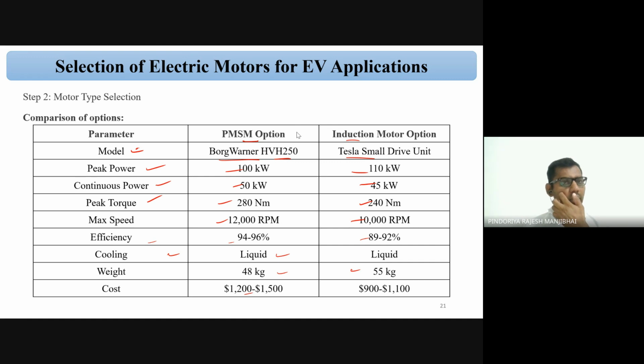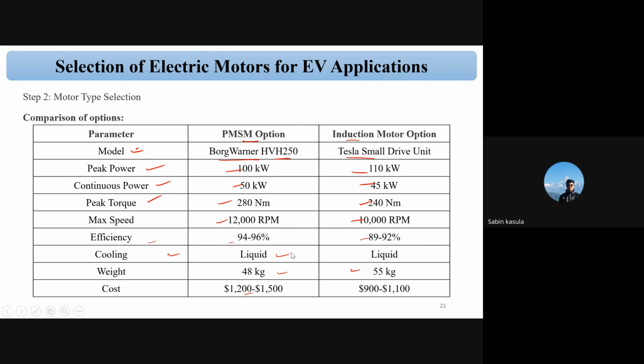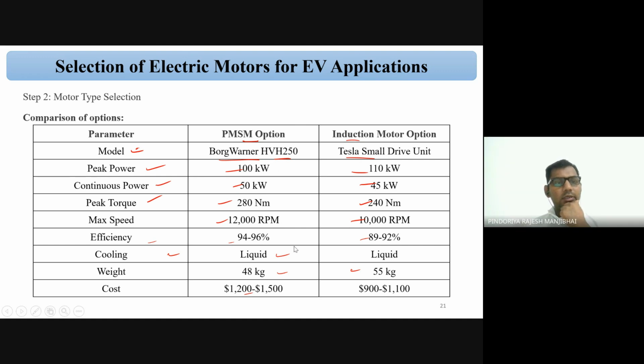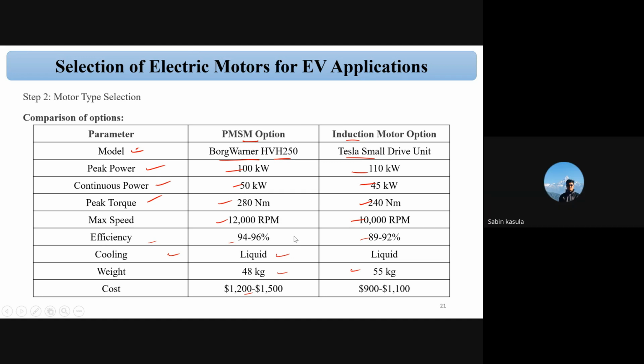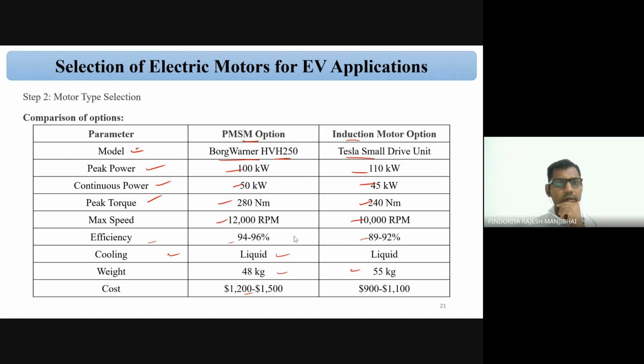Sabin, are you there? Yes, sir. Which type of motor are you selecting for this requirement? PMSM, sir. PMSM, okay. Yes, Sai Susma. Susma is there, correct? Are you there? Okay, Niroj, are you there? Yes, sir.